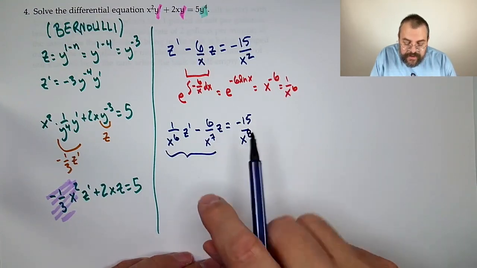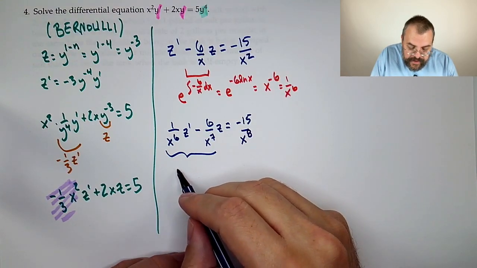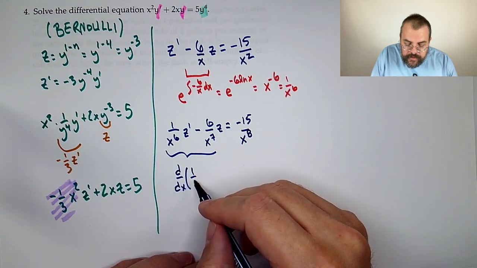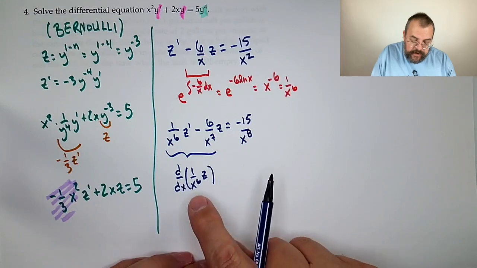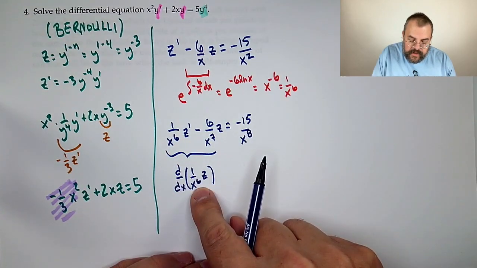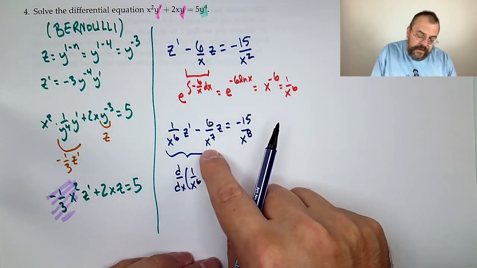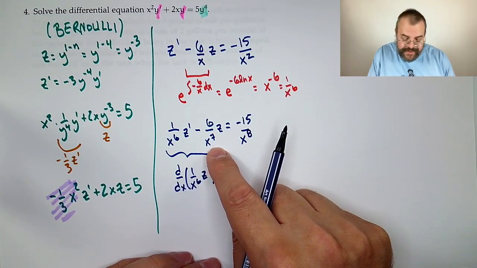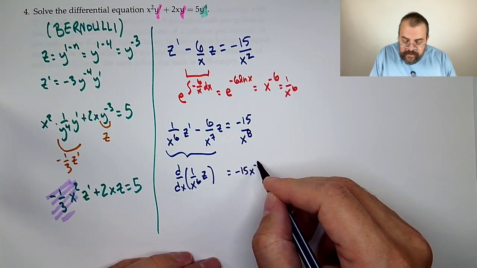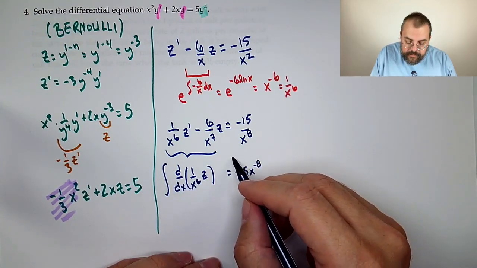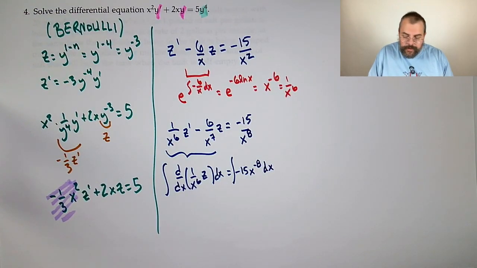Now, the nice thing is that this left-hand side, by design, is a derivative of your integrating factor times z. And you can check. Keep the first alone, then leave the first alone, take the derivative of the second: x to the -6, the -6 comes down, drop the power by 1, so that was x to the -7 times z. That's equal to -15 x to the -8. So we're going to integrate both sides and see what happens.